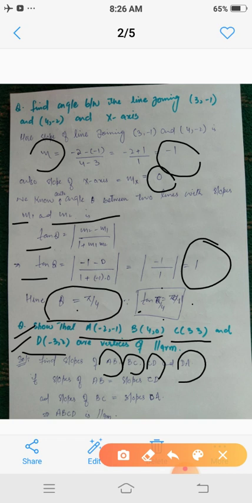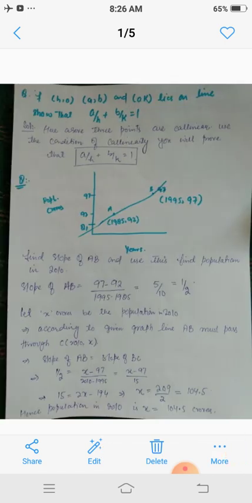Now if the slope of AB equals the slope of CD and the slope of BC equals the slope of DA, which implies that these pairs of opposite sides are parallel. Hence, if they are parallel, it implies that ABCD is a parallelogram. So simply you have to find the slopes of AB, BC, CD and DA. That is the required way to show that these four vertices are the vertices of a parallelogram.